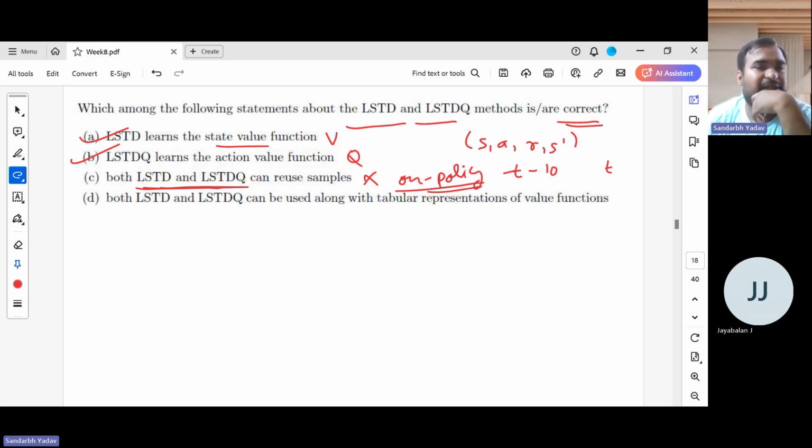Both LSTD and LSTDQ can be used along with tabular representation of value. Yes, we can use these two methods simply by using indicator functions. Remember, there will be a lot of indicator functions. If we are using a value function, there will be one indicator function for each state, so that many indicator functions, and only one of them will light up when we are considering that state. So essentially we can use this with tabular representation also. If there is no doubt, then I'll move to the next one.